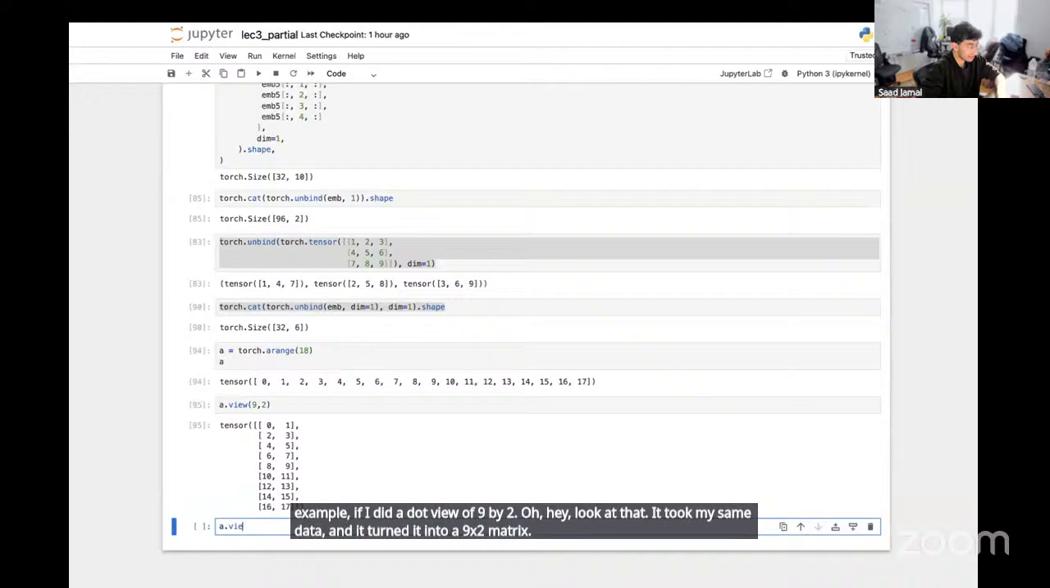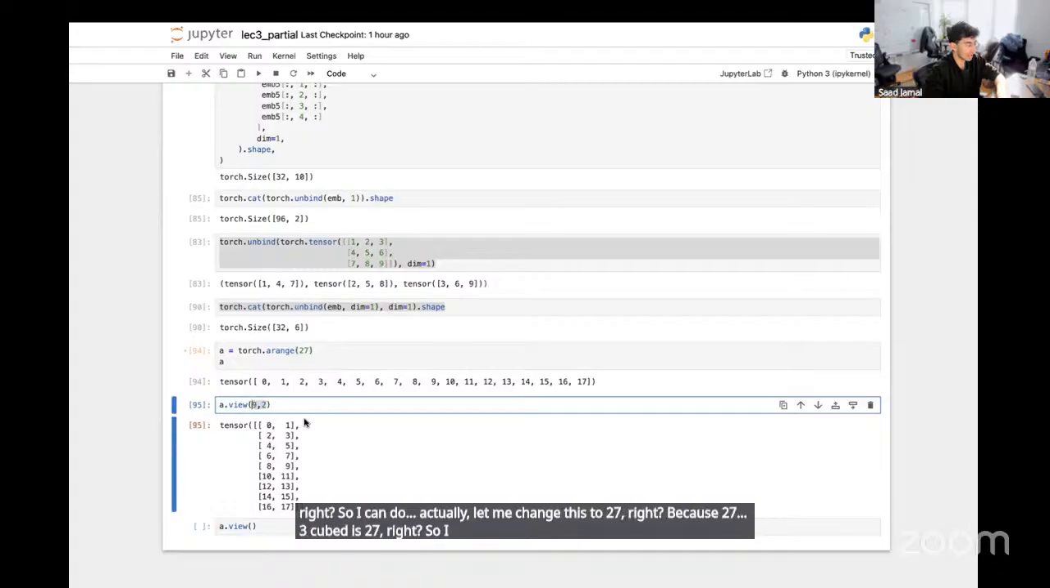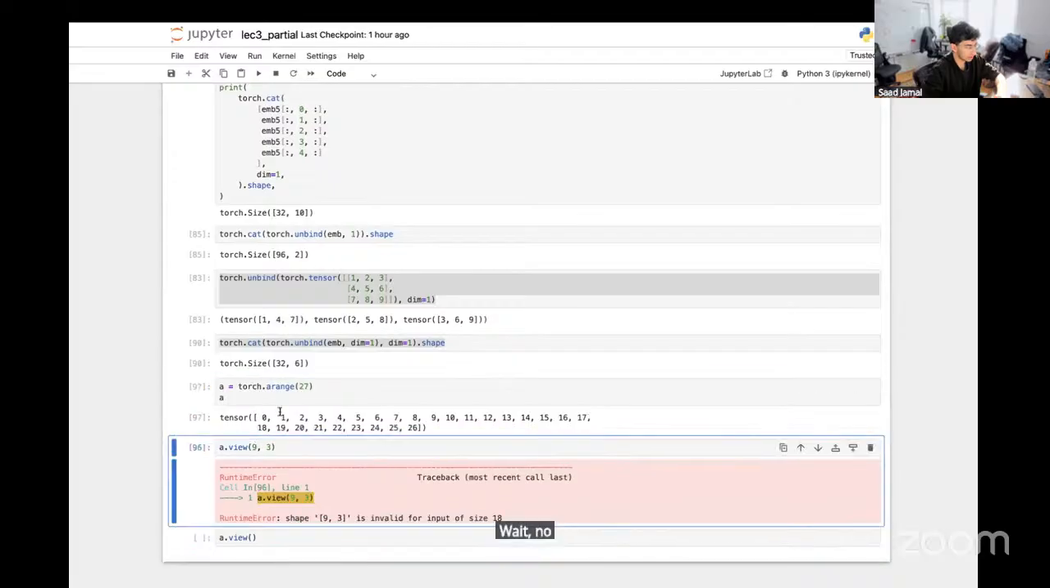I can even turn it into a cube, right? So actually, let me change this to 27, because 3 cubed is 27, right? So I can do, like, 9 by 3. Wait, no. Run this cell.